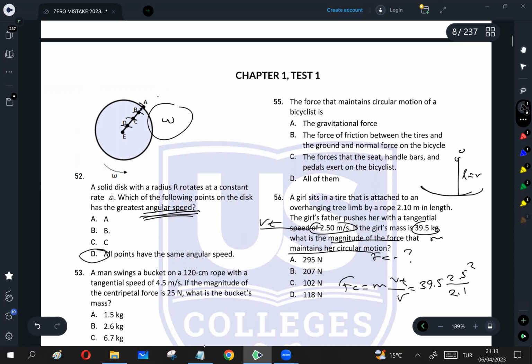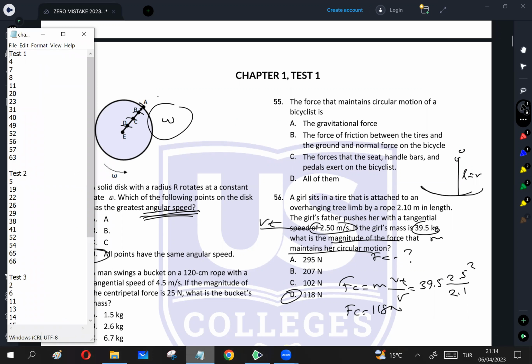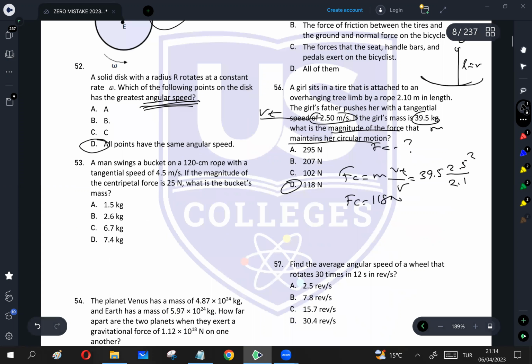We are going to use the calculator. 39.5 times 2.5 squared divided by 2.1, the answer is 117.5, almost 118 newtons. And after this, question number 57, then 63.